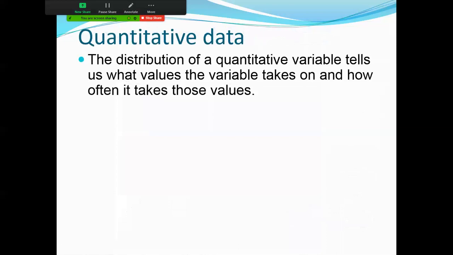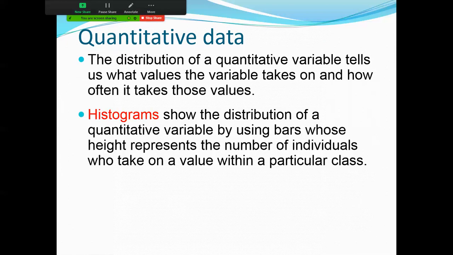Quantitative data is not represented in a bar graph. It's represented in a histogram. The distribution of a quantitative variable tells us what value the variable takes on and how often it takes those values. A histogram shows the distribution of a quantitative variable by using bars whose heights represent the number of individuals who take on a value within a particular class.